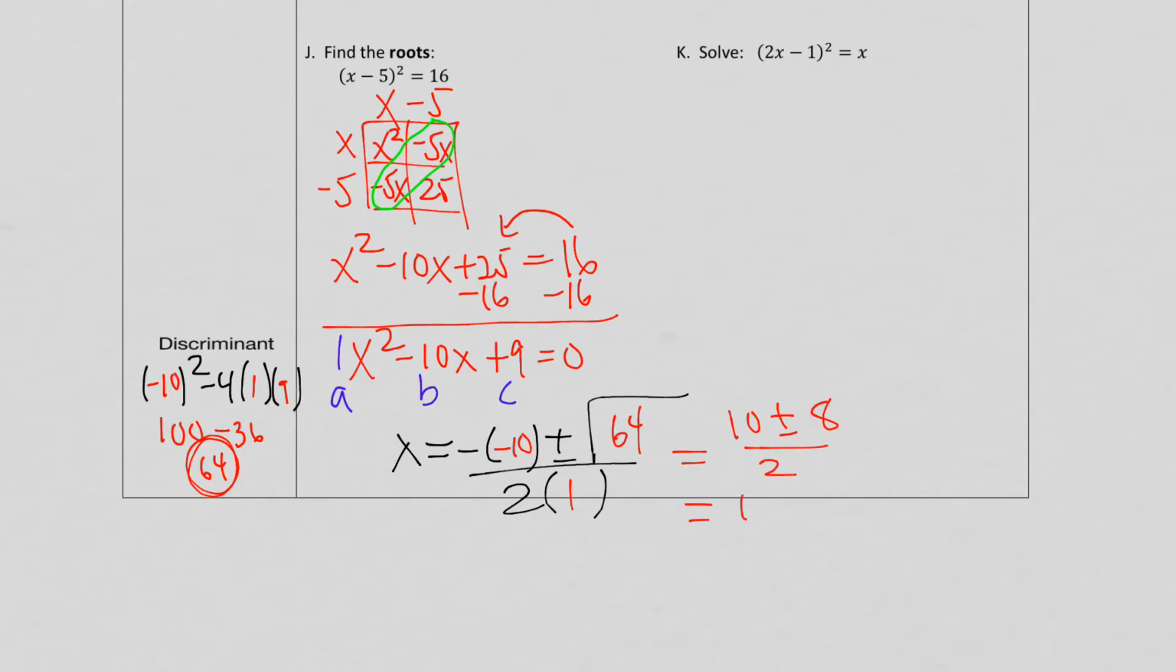Separating the plus and minus, it's 10 plus 8 over 2, comma 10 minus 8 over 2, which is going to be 18 over 2, which is 9. And then 10 minus 8 is going to be 2 over 2, which is 1. So in this case, I know it's really messy, and it'll get cleaner later. I find that x is 9 and 1. I found my two solutions.